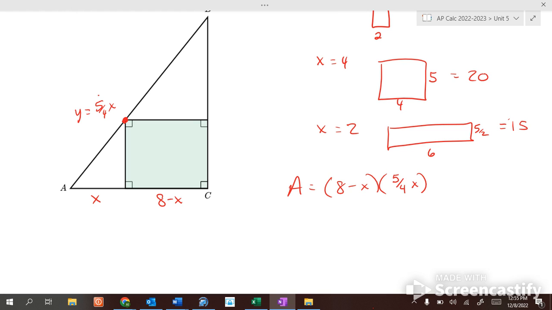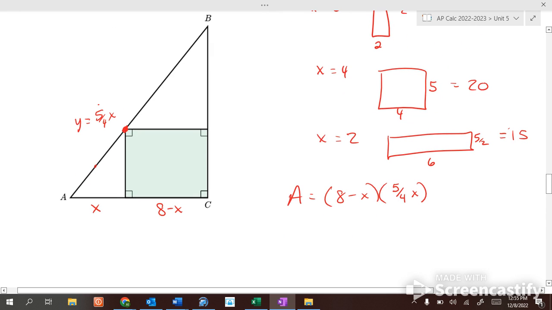Okay? So if x was 1, it'd be a height of 5/4. If x is 2, it'd be a height of 5/2. If x is 6, it'd be a height of, what did we say? The height was 15 halves, okay? So if we do the math here, the area is, what's 5/4 of 8? What's 5/4 times 8? 10x minus 5/4 x squared.